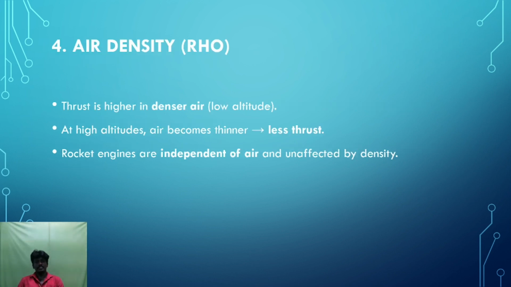Then next is air density, rho. Already we saw density in lift generation. This is one of the factors that affect the lift. Thrust is higher in denser air, which means low altitude. At high altitudes, air becomes thinner, so there is less thrust. Understand? Denser air means we produce more thrust. In higher altitudes the air becomes thinner, which means its density is lower, so we produce less thrust.